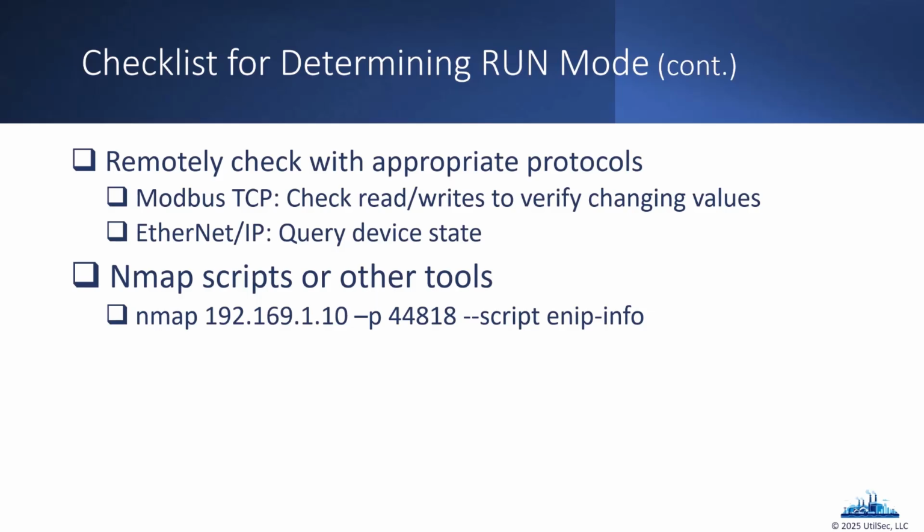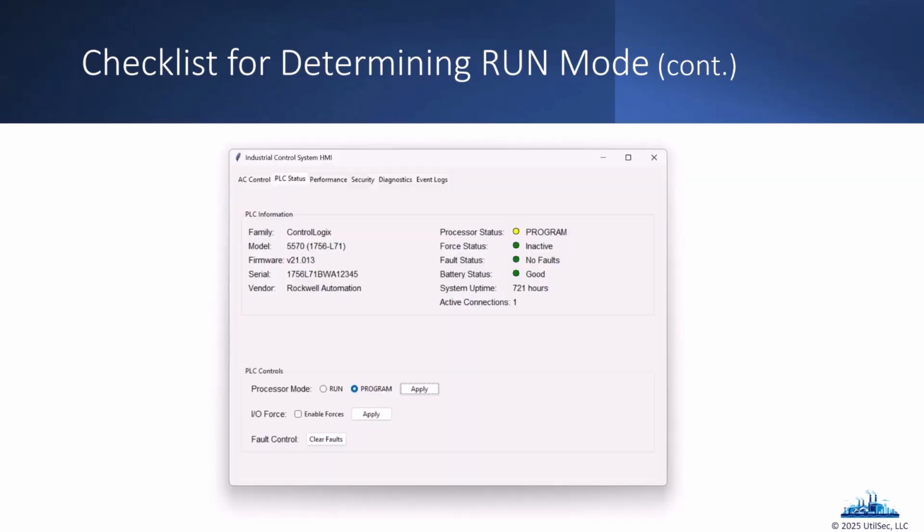For Ethernet IP, even in this case, you can see Nmap has a script that you can run to determine whether it's in run mode or not. That was part of my master's thesis, to have this platform to be able to monitor all of your PLCs in the environment. So it would remotely monitor whether a PLC is in run mode or not.